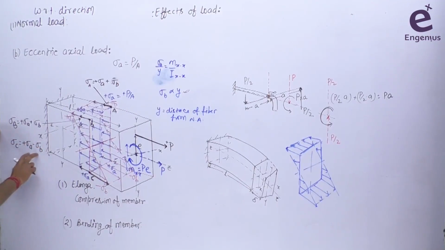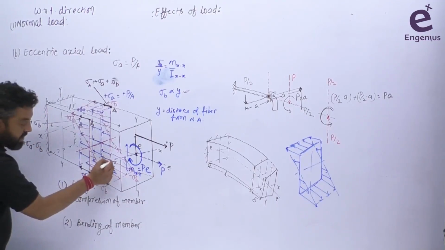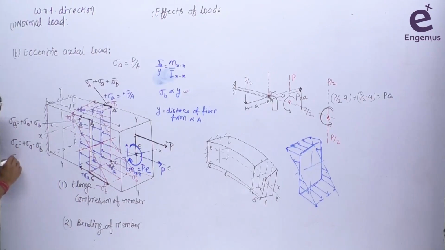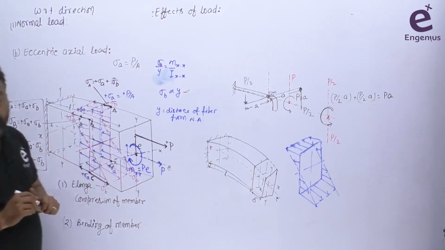Now you can check the value here. Similarly, if this point is the D point, you can say sigma D is equal to plus sigma A minus sigma B here. Okay, so this is how I'm writing it. This is plus sigma A here and plus sigma B here. So this is how it is at the different points.